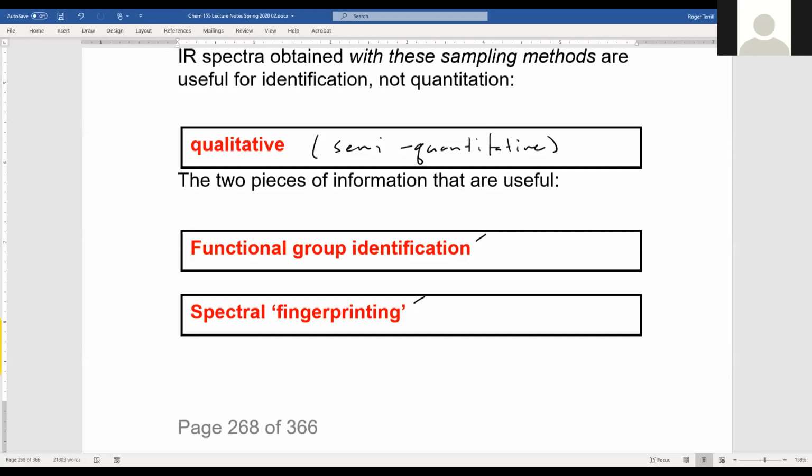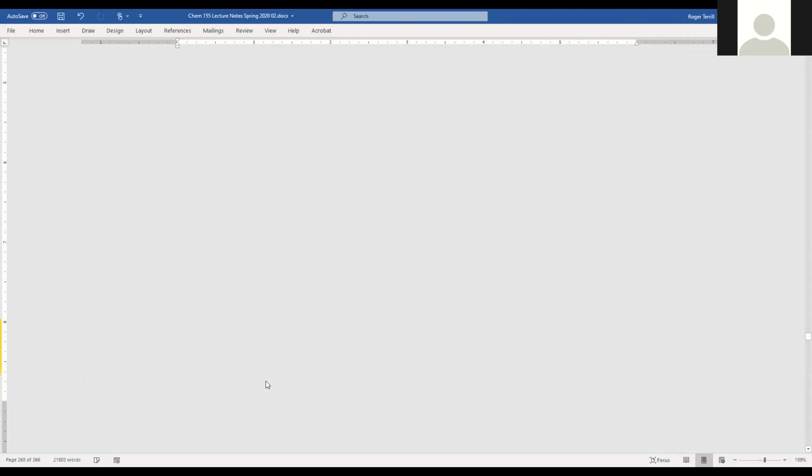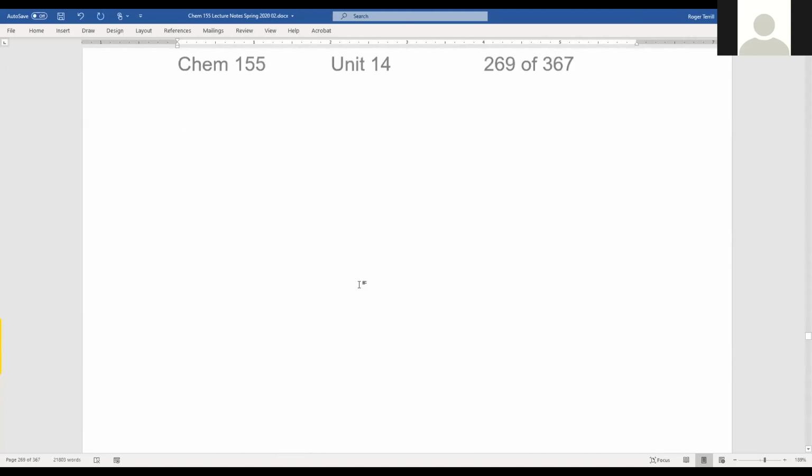So, Kenya, let's talk about this. Okay. Let's see here. Okay. Let's just talk about group frequencies. Let's talk about using an internal standard.